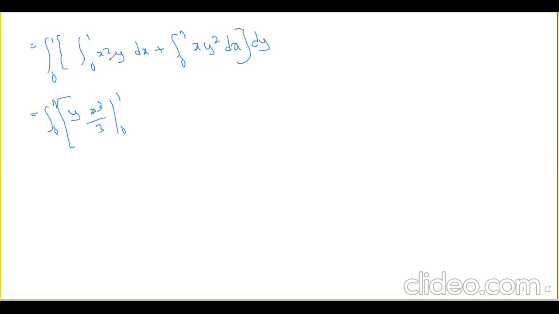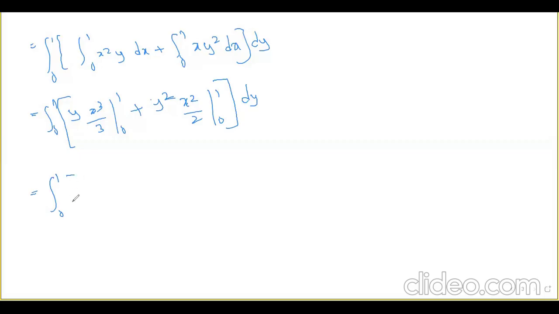So I will take outside y into, we know that integration of x power n is x power n plus 1 divided by n plus 1. So that is x square will be x cube divided by 3, right? Plus, here y square will be constant because we are integrating with the variable x. Now integration of x is x square by 2 over the limits 0 to 1 dy.